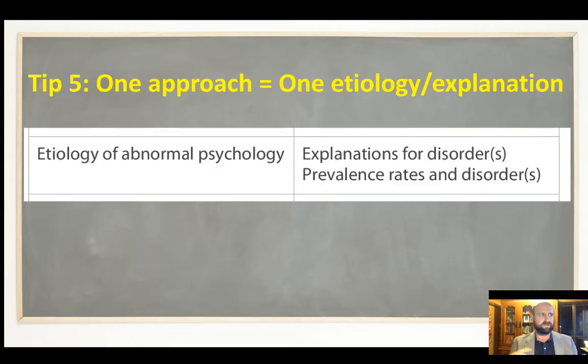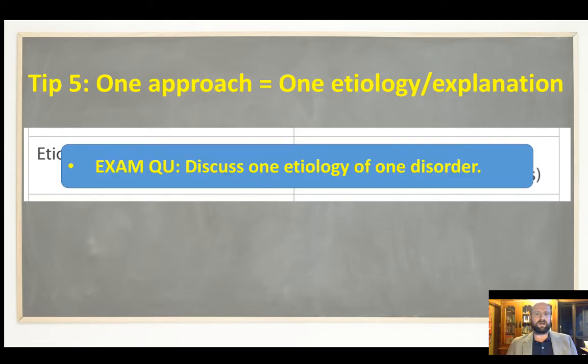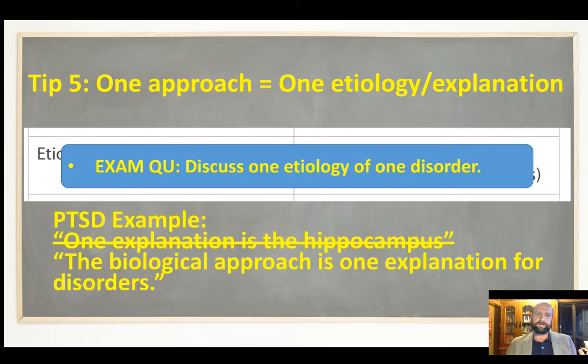In the previous syllabus, this was allowed in paper 2 exams where whole approaches can be used as one etiology or one explanation. So, for example, if we're saying, discuss one etiology of one disorder, we would say, well, one etiology is from the biological approach. Well, one etiology is the sociocultural approach. This will help. I think I'd also say that for PTSD, I think one etiology is appraisal. You've got more than enough for appraisal.